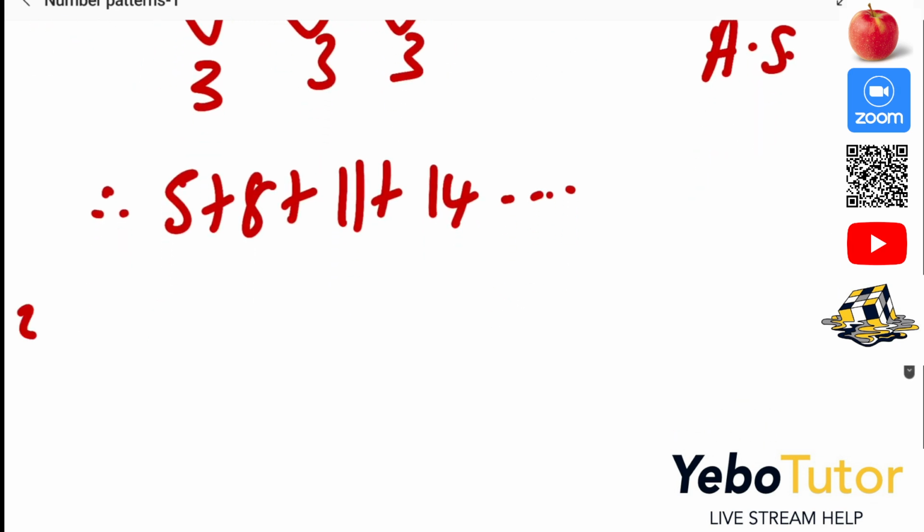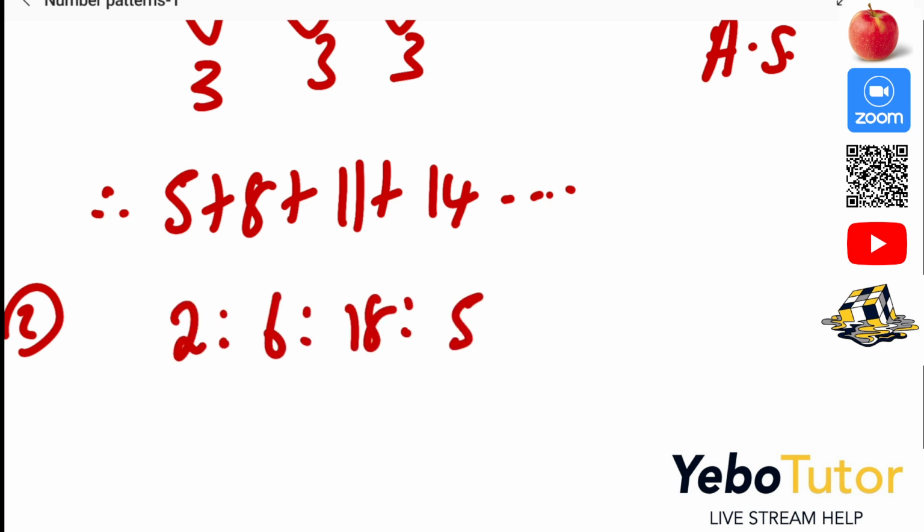For instance, example number 2. Let's say we're given 2, 6, 18, and maybe also 54. Then we can see that 6 minus 2 is 4, so definitely this is a geometric one. T2 divided by T1 is 6 divided by 2, which gives us 3. Then 18 divided by 6 gives us 3 as well. So there is a ratio, R is equal to 3.